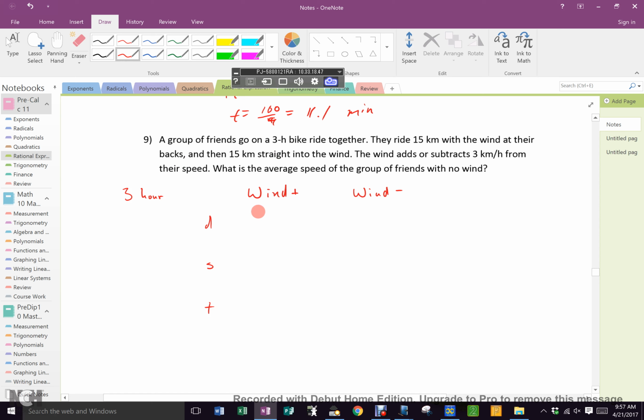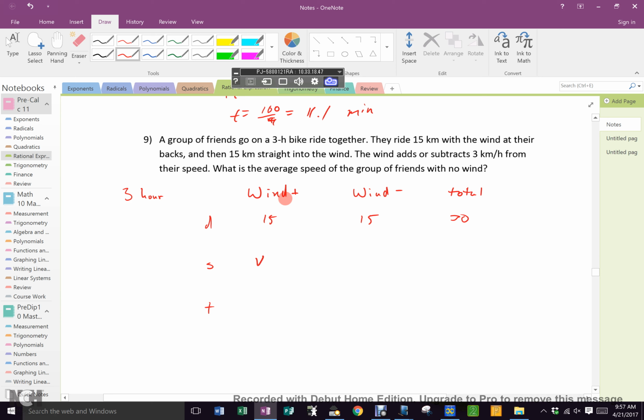What is their distance in both cases? 15, 15, for a total of 30. Everyone agree? Okay. What's their speed? Do we know? It's a variable. What variable should we use? Doesn't matter. Kelvin wants to use V because he's in physics.